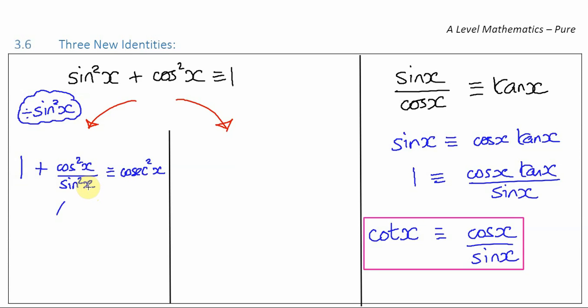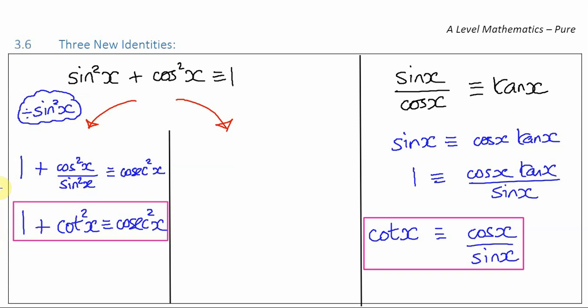You don't have to, but you can write it all in brackets, cos x over sine x, and then the whole thing squared. So this second term can be written as cot squared x, and there we have another brand new identity. 1 plus cot squared x is cosec squared x. That will be true for all values of x.